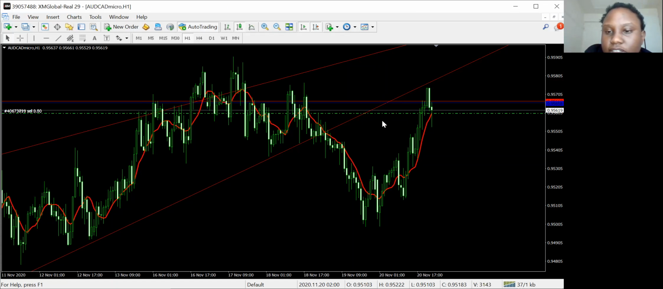The second confluence is this resistance area here. Price has struggled to break this area 1, 2, 3, 4, 5 times. It's struggled to break through it. Essentially, what we're hoping for is that price continues to struggle to break through it.